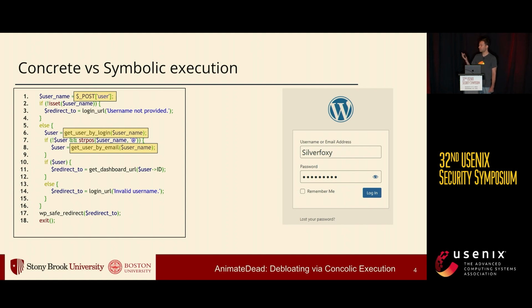In the first example, we have a POST request username that is provided by the user. It's a symbolic variable in our execution because we don't know what it is. In the second and third one, get user by login and get user by email, we're interacting with the database. So again, we replace the return values with a symbolic variable.